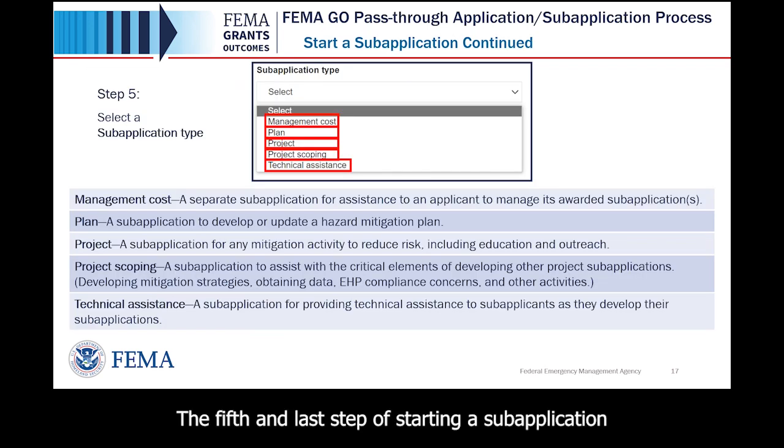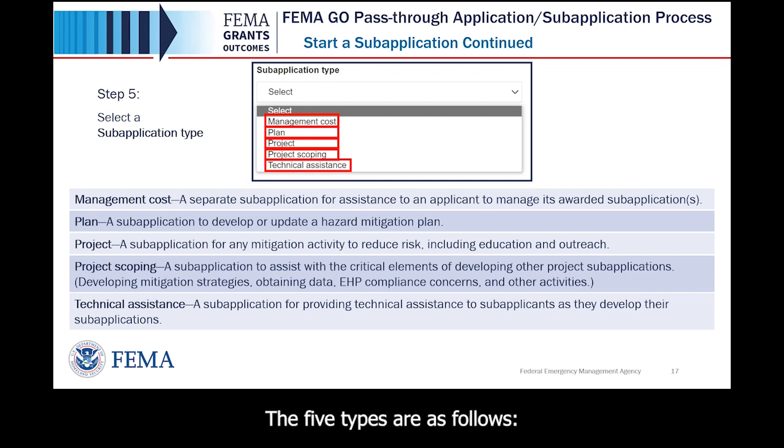The fifth and last step of starting a sub-application is to select a sub-application type. This step is extremely important because the type you select affects the questions and sections you must complete within the sub-application. You also cannot change the sub-application type after you have selected Start Your Sub-Application. Please note that the sub-application types you see in the drop-down menu vary based on your specific program.